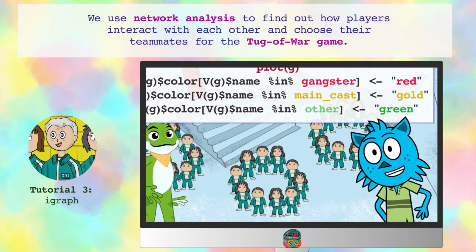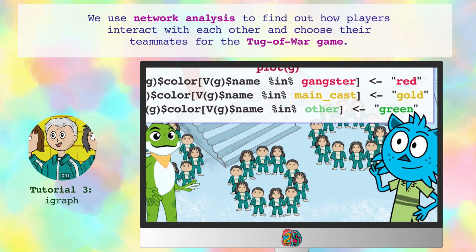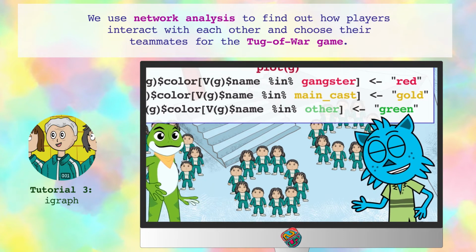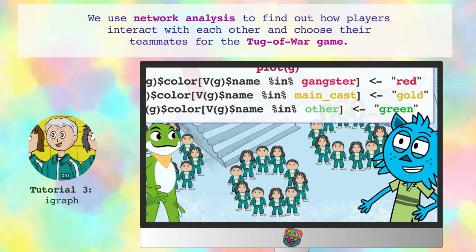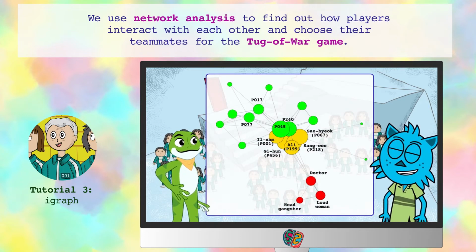That's a great idea, Zippy. Let's use red for players in the gangster group, gold for player 456 and his friends, and green for the other players. Okay, done! That looks great, Zippy.